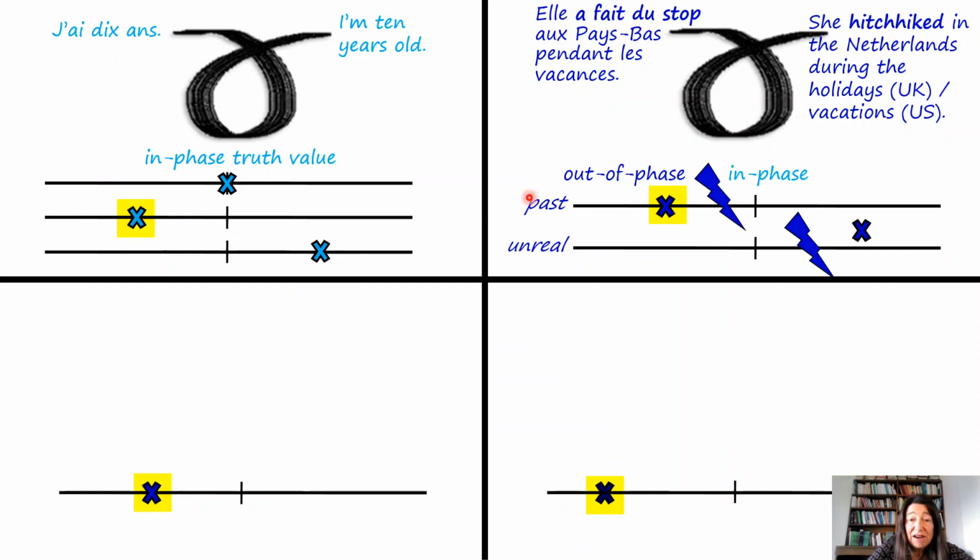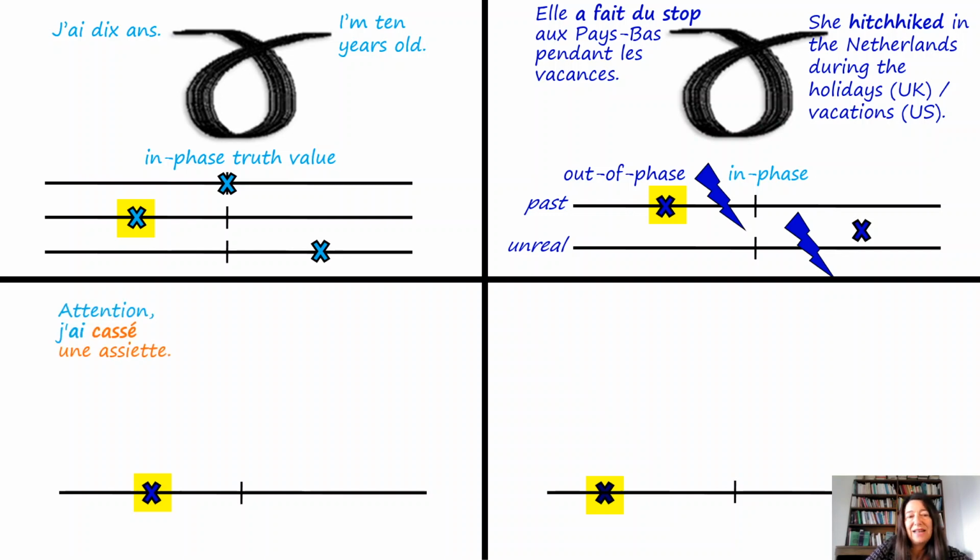So these are two actions that happened in the past and they're completely finished, but we can look at them in two different ways, and therefore we need different verb operators to express them. Let's go on to a third case.